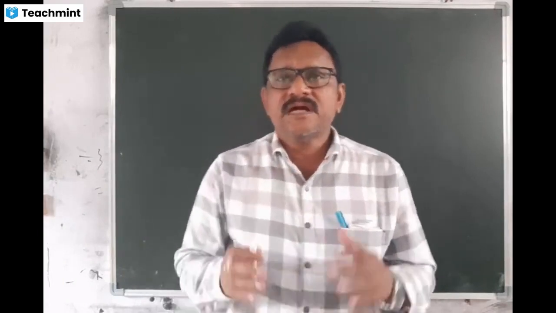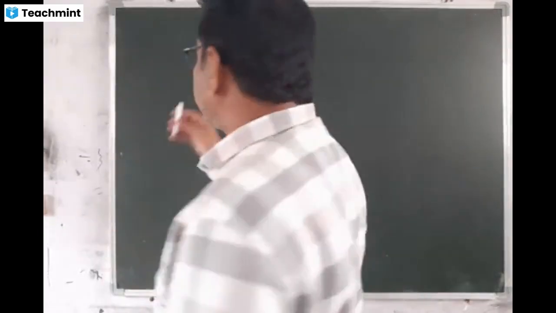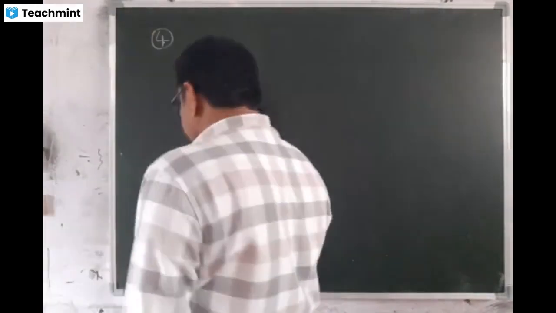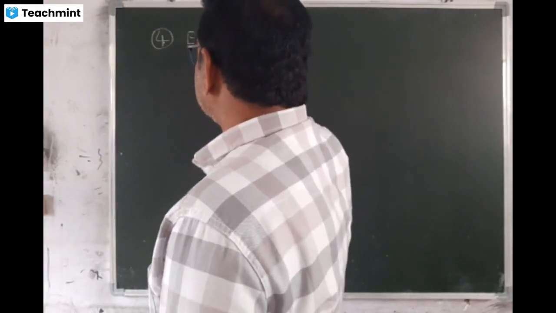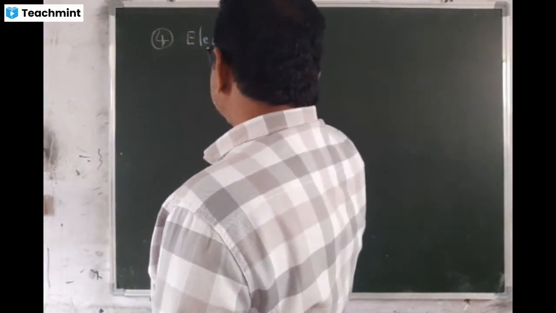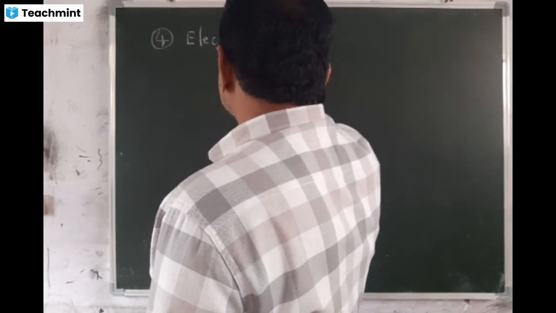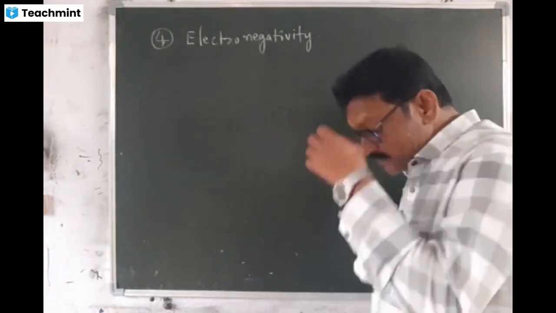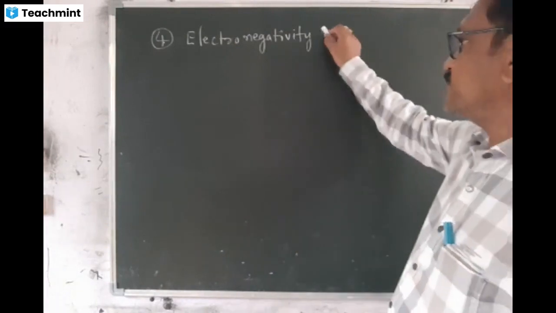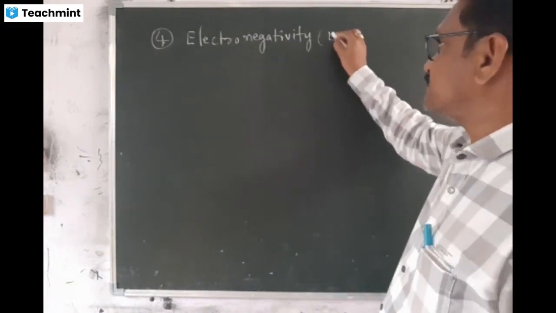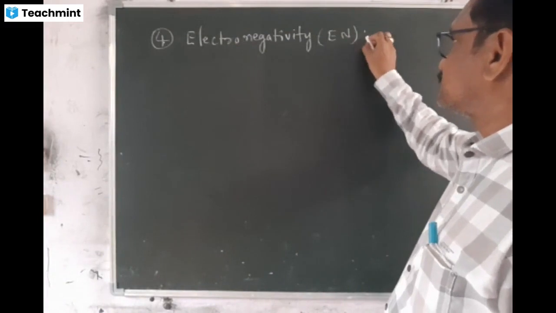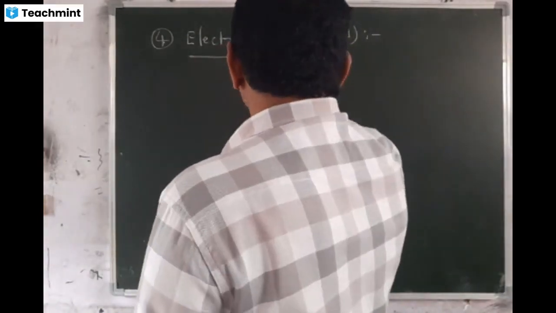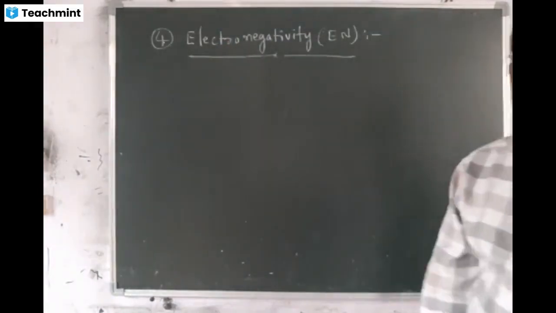Today I am going to teach the fourth periodic property. That fourth periodic property is called electronegativity. Write down electronegativity. In short notation, electronegativity is written EN. This is electronegativity.